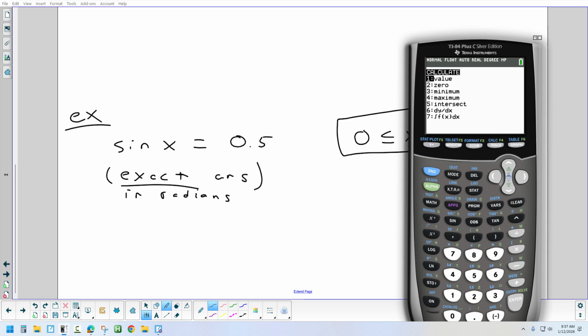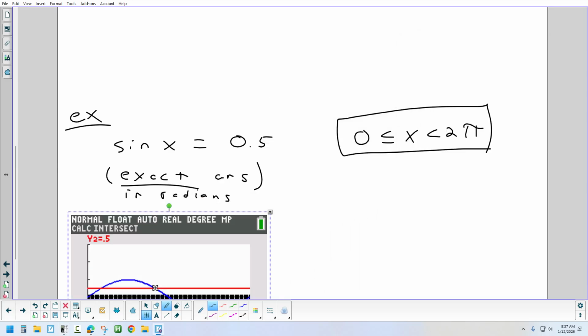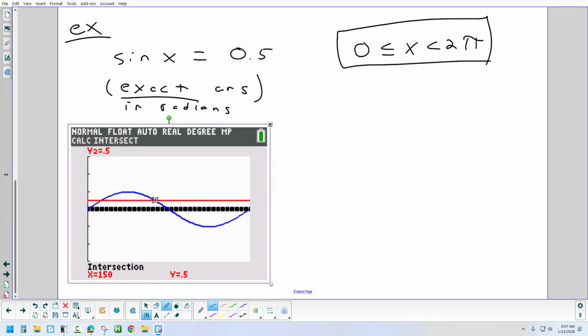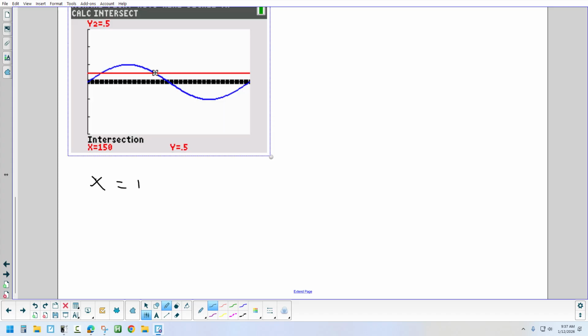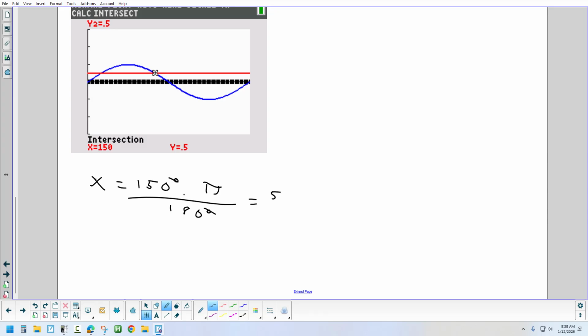Let's do second calc intersect. And I get 150. So I get a nice answer. What could I do with that 150 now? Yeah. Multiply by pi over 180. Right, convert it to radians yourself by hand. 30 goes into both. That is 5 pi divided by 6.